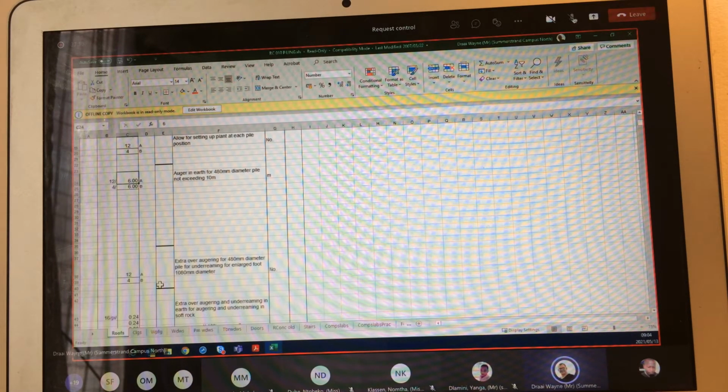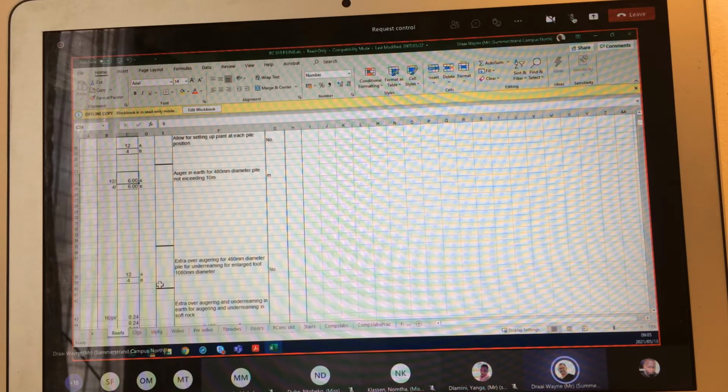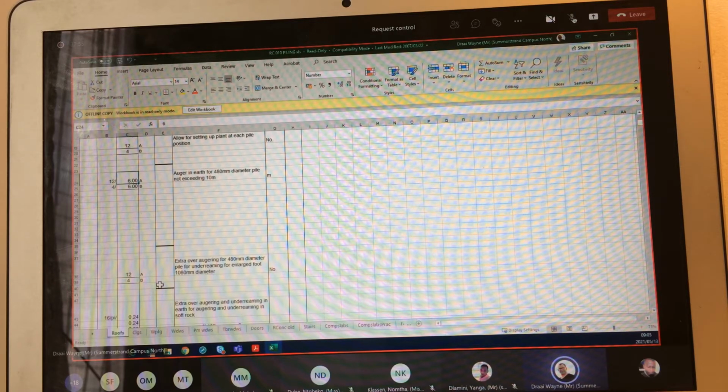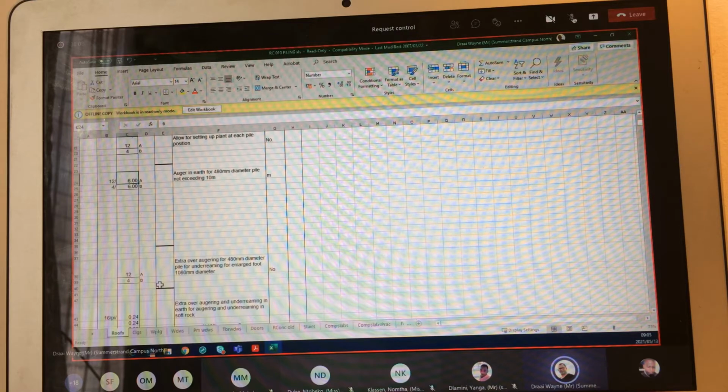Then it also tells me extra over augering for the 480 millimeter diameter pile for the under reaming for the enlarged foot, and the diameter given to us is 1080, which we pick up off our drawing, and it says on type Y base is applicable to all the piles, and the diameter is 1080. Again, it's measured in number, and we indicate that there are 12 for type A and 4 for type B.